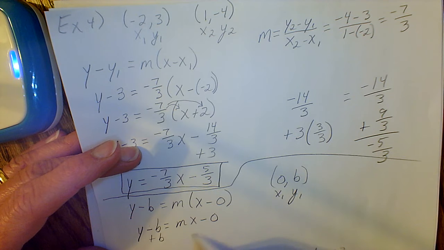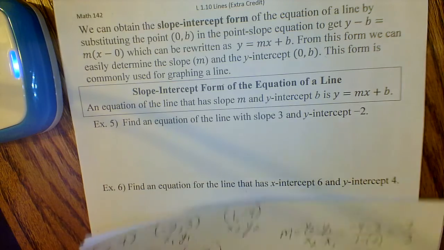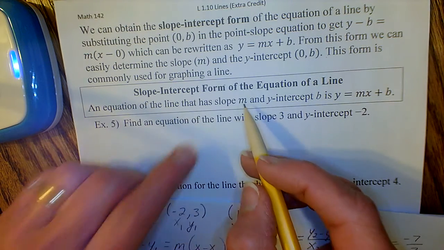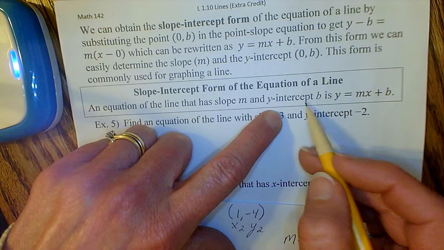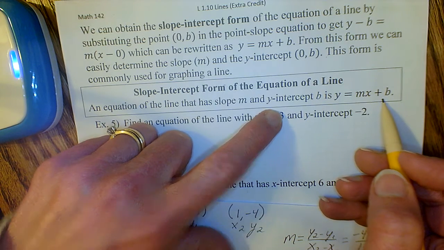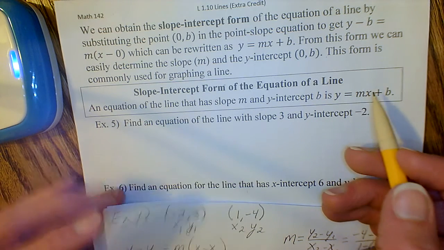And we'll add b on both sides. And that gives us y is equal to mx plus b, the slope-intercept form of the equation of a line. When we have this, our slope is going to be m, whatever the coefficient of x is, and our y-intercept is going to be the b, the constant term at the end.